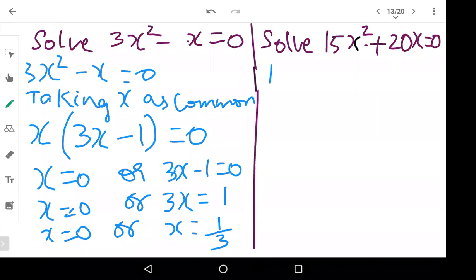So let us write down the question. 15x square plus 20x is equal to 0. So what can I take as common? Here I took x as common. So what can I take as common? Padmapriya says 5x. Good. So I'll take 5x as common. So what will be remaining? Yeah, correct, Punit. 5x. So Gauri already gave the answer. 4 by 5 or 4 by 3?